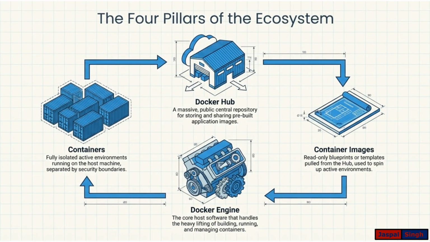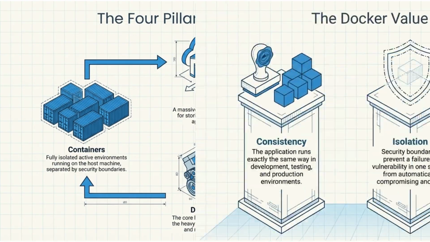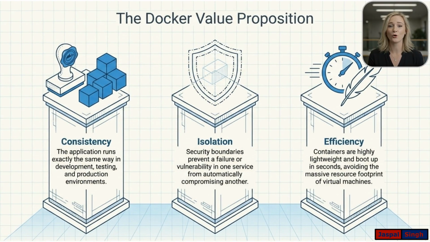The Docker ecosystem rests on 4 pillars: containers for execution, the Docker Hub repository, reusable images, and the Docker engine. Docker's value proposition lies in consistency across environments, strong security isolation, and superior resource efficiency compared to virtual machines.